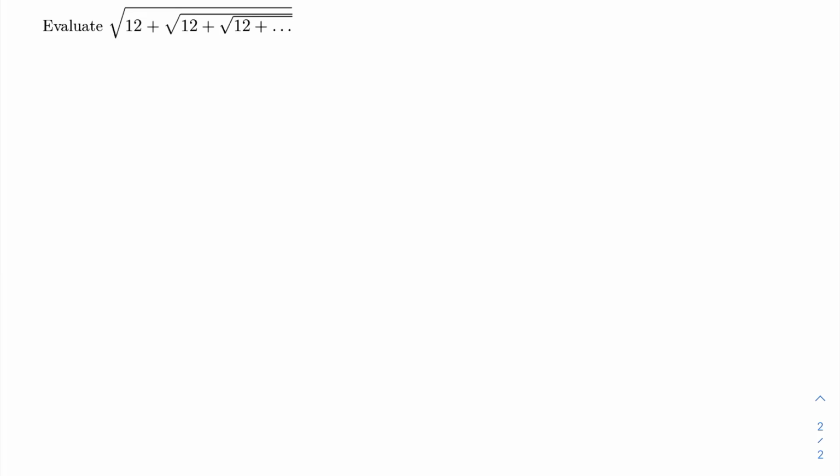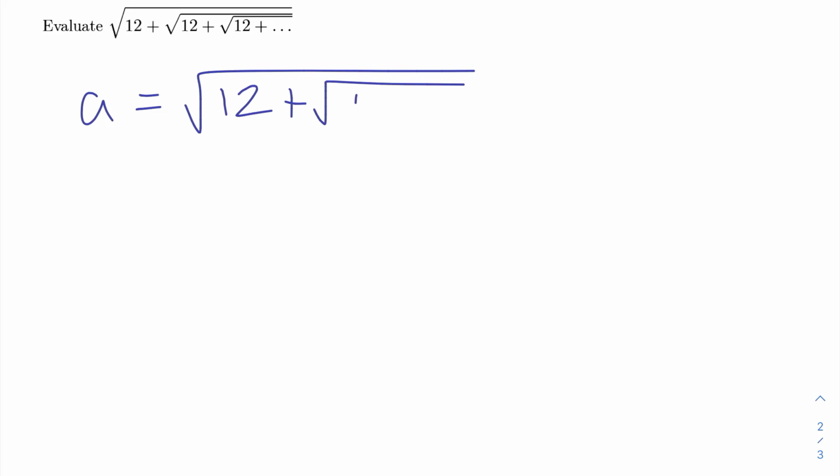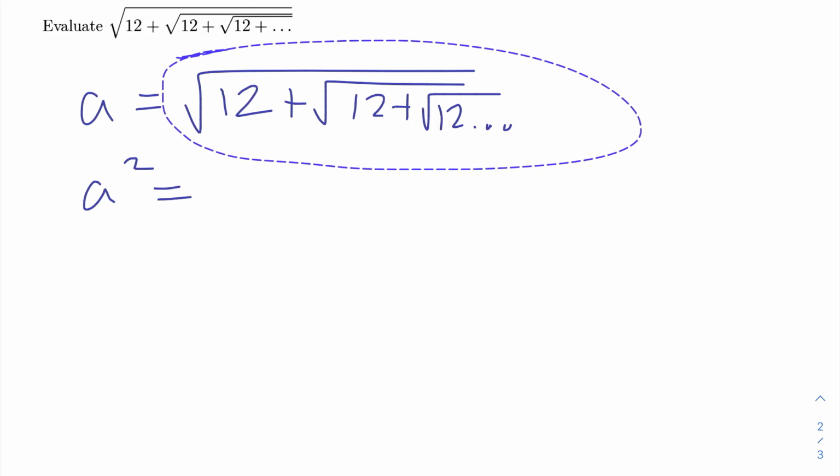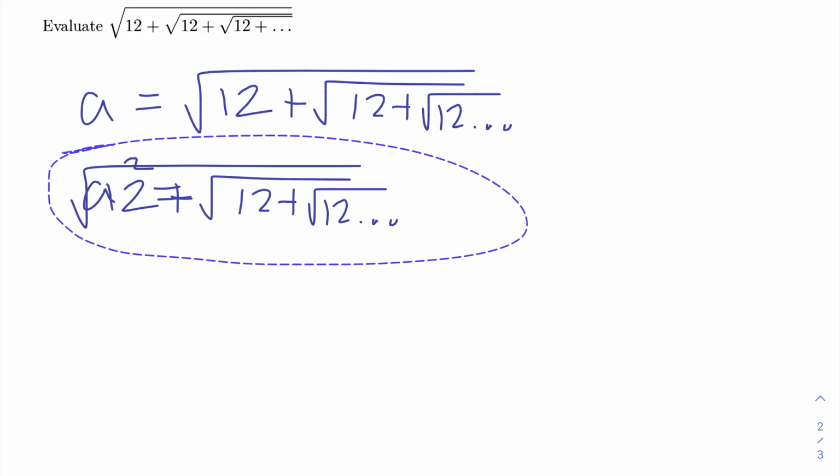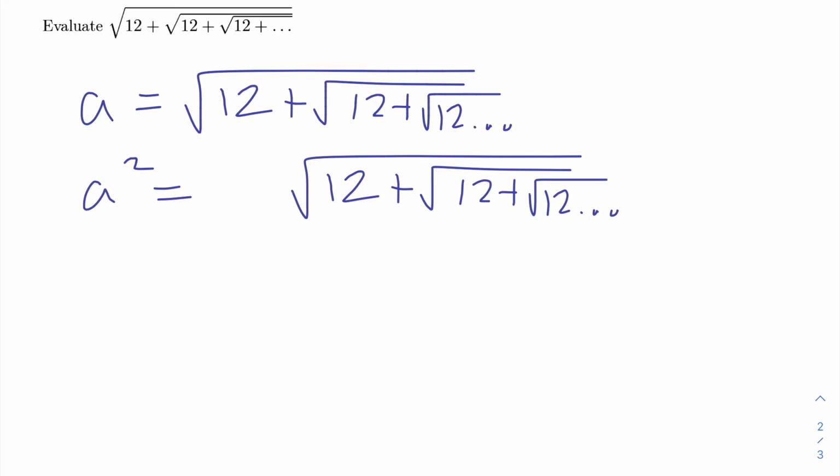Okay, so like last time, let's create a variable, we'll call it a, and set it equal to what we want to find: the square root of 12 plus the square root of 12 plus the square root of 12, on and on and on. Now a squared is equal to 12 plus the same pattern, which I'll copy and paste down here. So it's the same pattern plus 12, because we got rid of this first set of square roots. Now this is the same thing as a. So a squared is equal to 12 plus a.